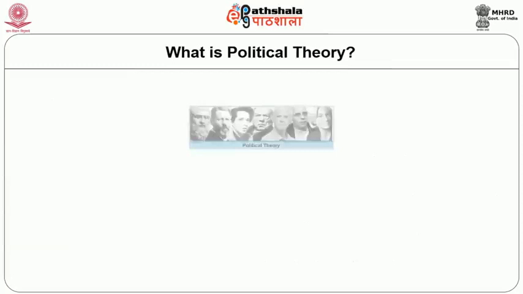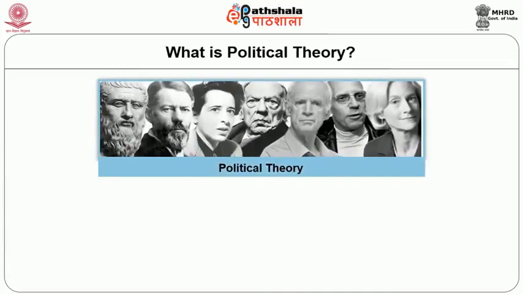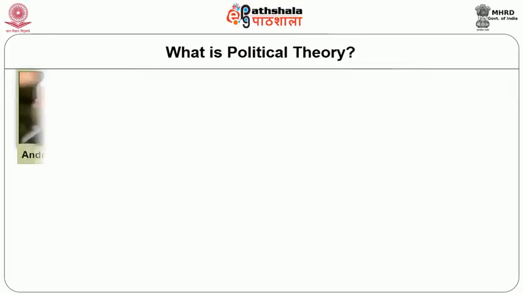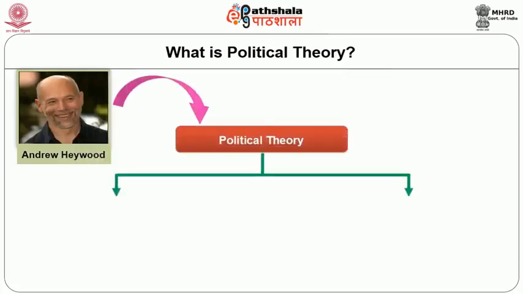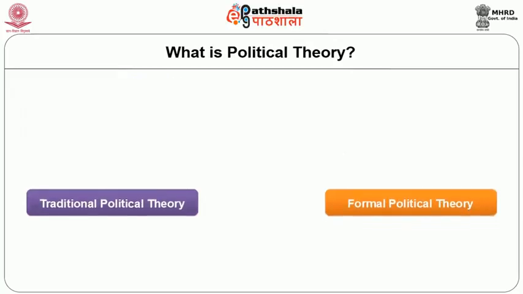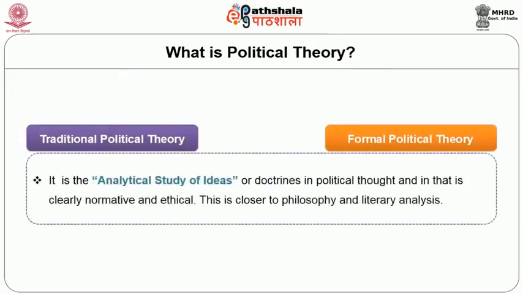Moving on, we now read and understand what is political theory. The compound term political theory is a product of the 19th and 20th centuries. The subject and scope of political theory has been a contentious issue in recent times. Andrew Heywood speaks of two kinds of political theory: traditional political theory and formal political theory. The traditional political theory is the analytical study of ideas or doctrines in political thought, and in that it is clearly normative and ethical. This is closer to philosophy and literary analysis.